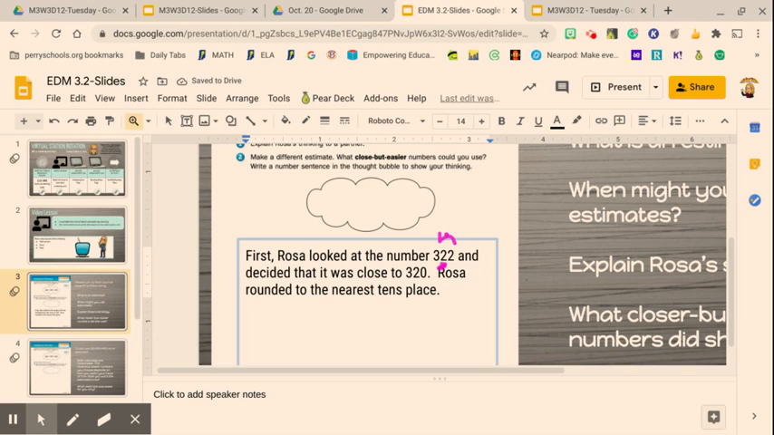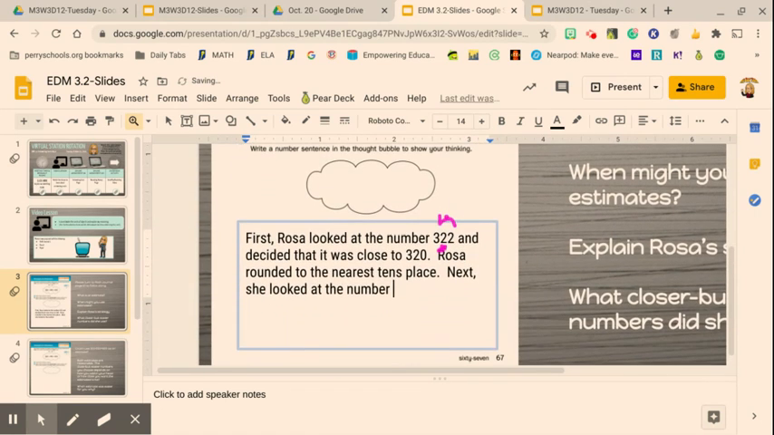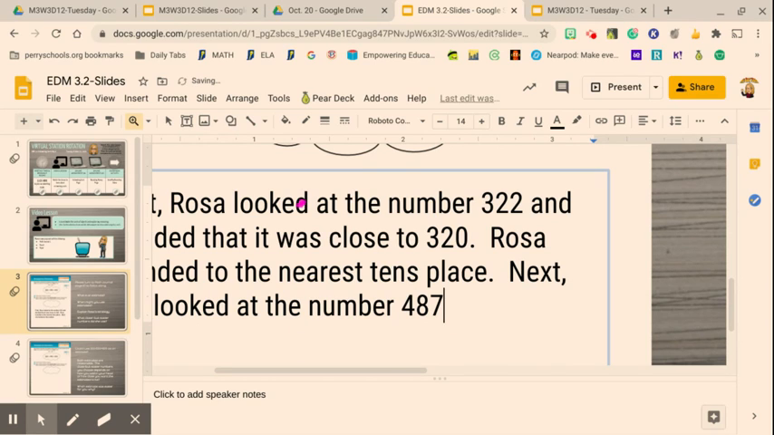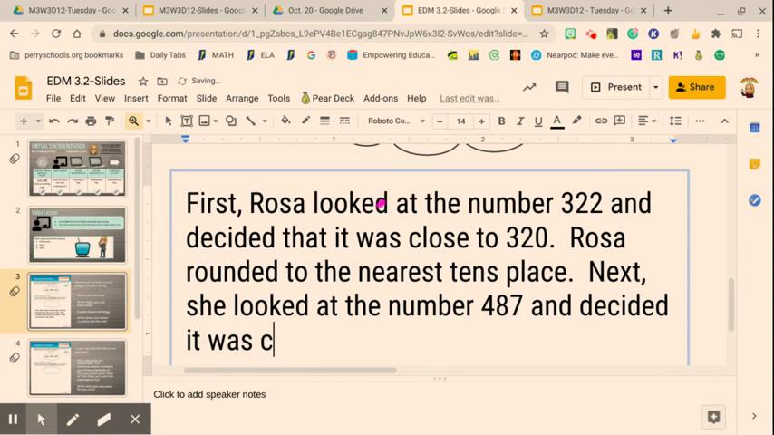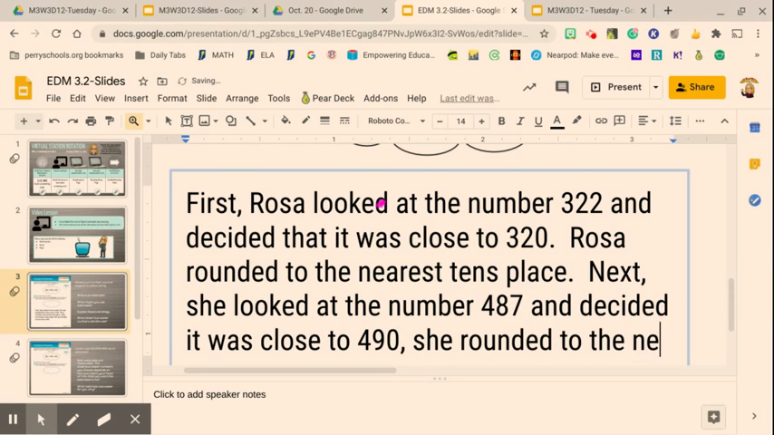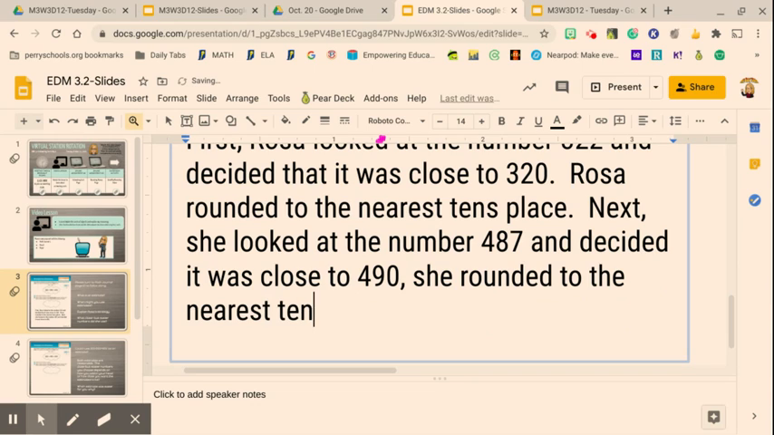Okay, then I'm going to say next, she looked at the number, go back up, 487, and decided it was close to 490. I'm going to say add a comma. She rounded to the nearest tens place.